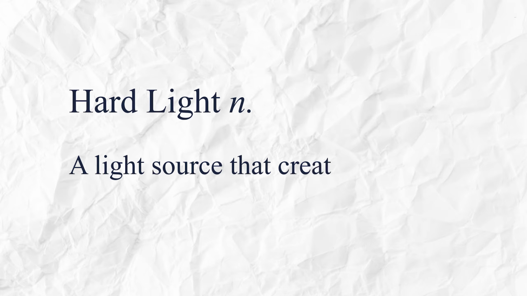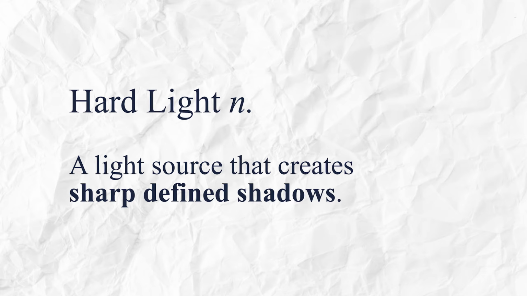To get started, let's first define what is a hard light. A hard light, characteristically, is a light source that creates sharp, defined shadows. Relative to the size of the subject, hard lights also have a small point source. The further away that point source is from the subject, the harder the light becomes.